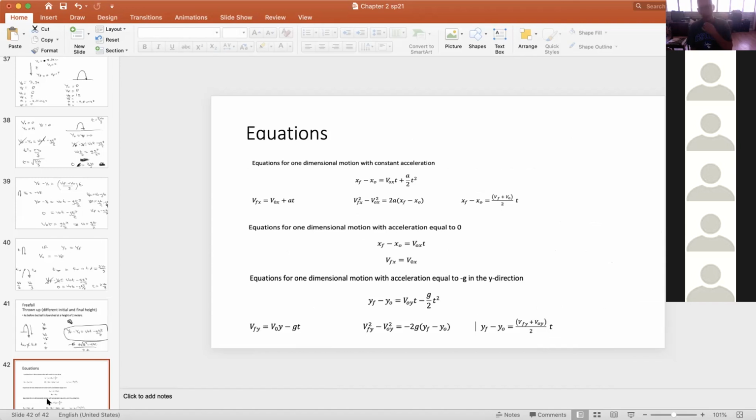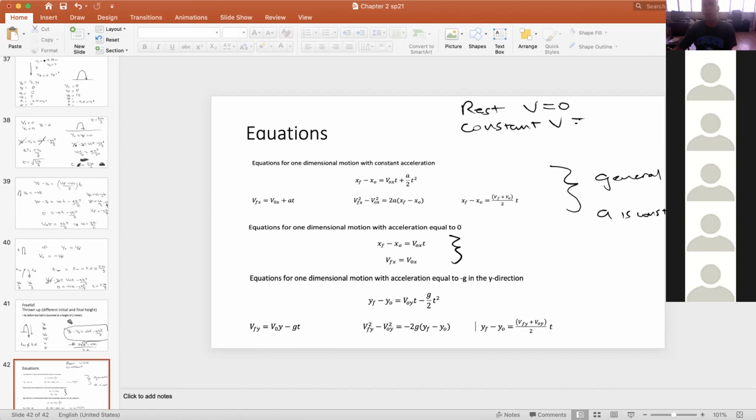So this last page here gives you the general equations when a is constant. These are the ones you need to put on a post-it note and stick to your computer or write in your journal or wherever you keep your equations that you need to remember. If a is 0, you get these. Remember that rest means v is equal to 0. Constant v means that a is equal to 0. When a is equal to 0, you get these equations.